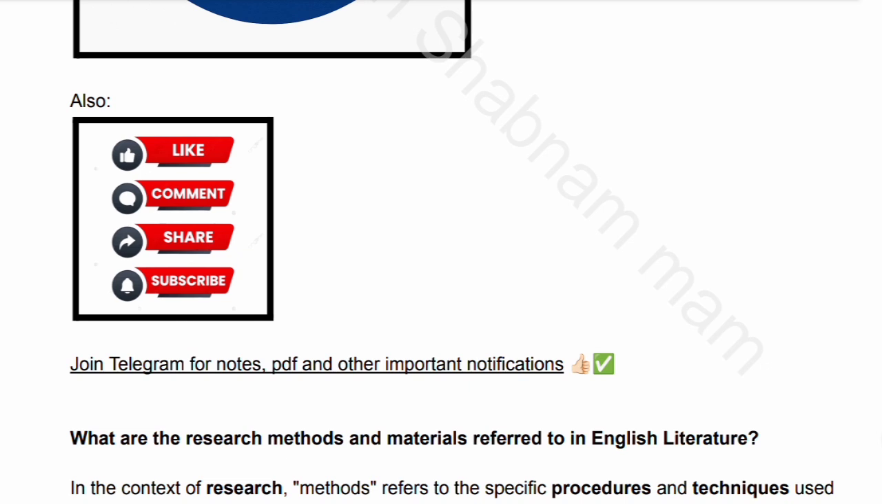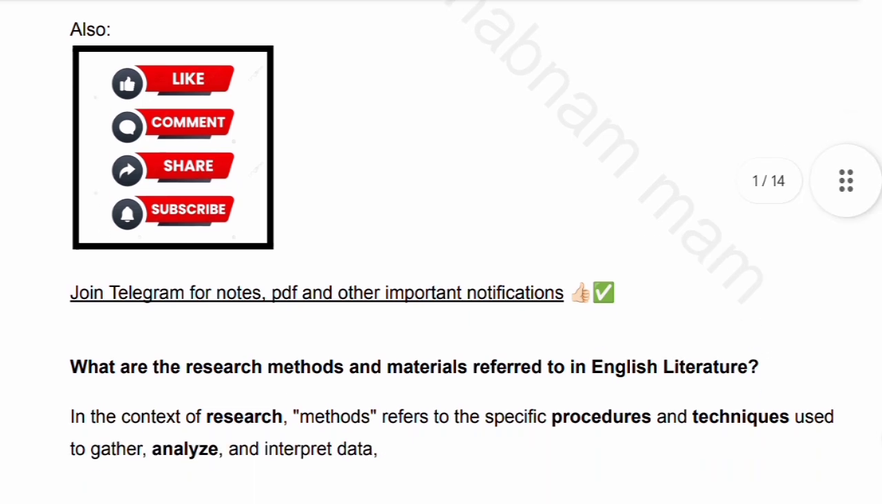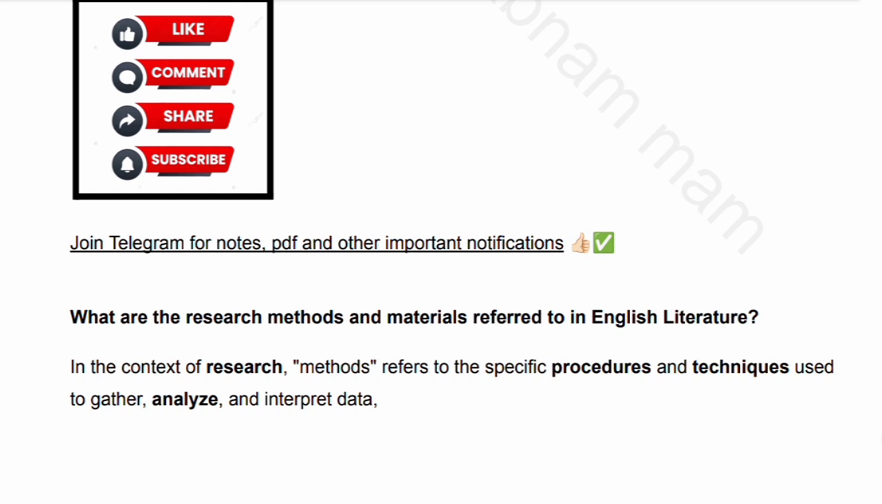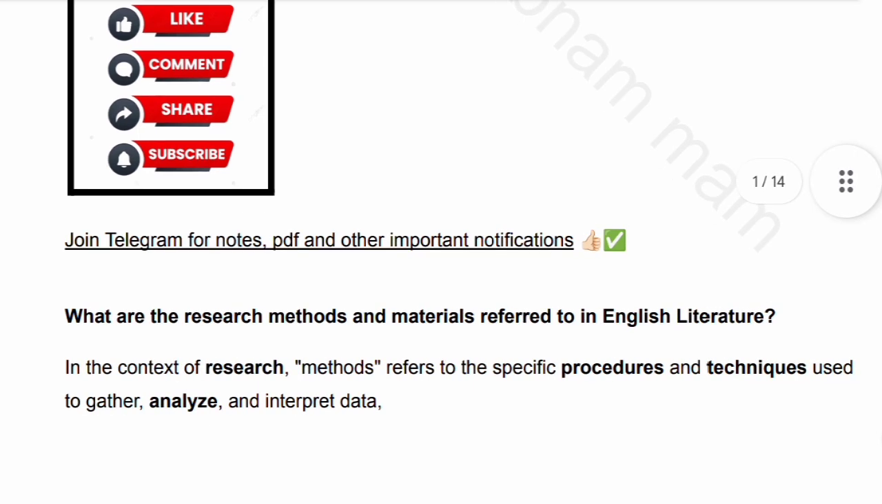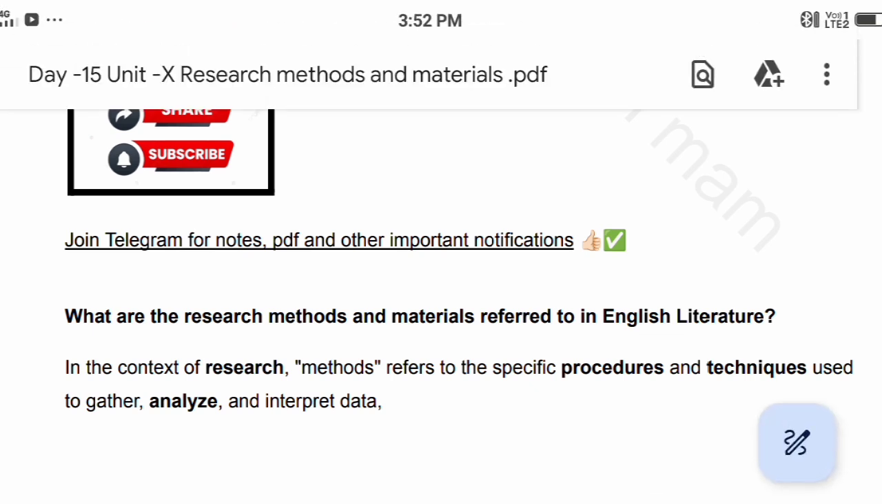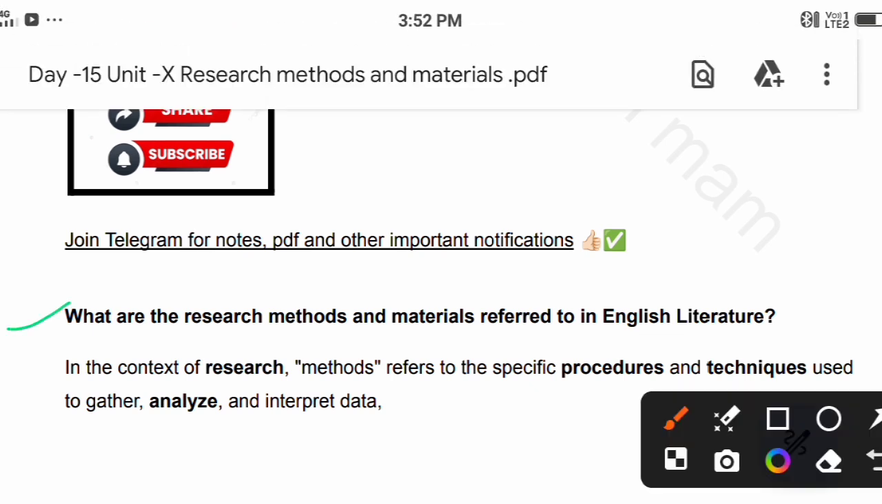So let me know, according to you, what research methods and materials you have studied or researched so far. What according to you? Search means, you know what I mean. And if we are going to do research, that means refined, right? And methods, the way we are going to research, and materials, by which tools. So here I have mentioned the question: what are the research methods and materials referred to in English literature, right?